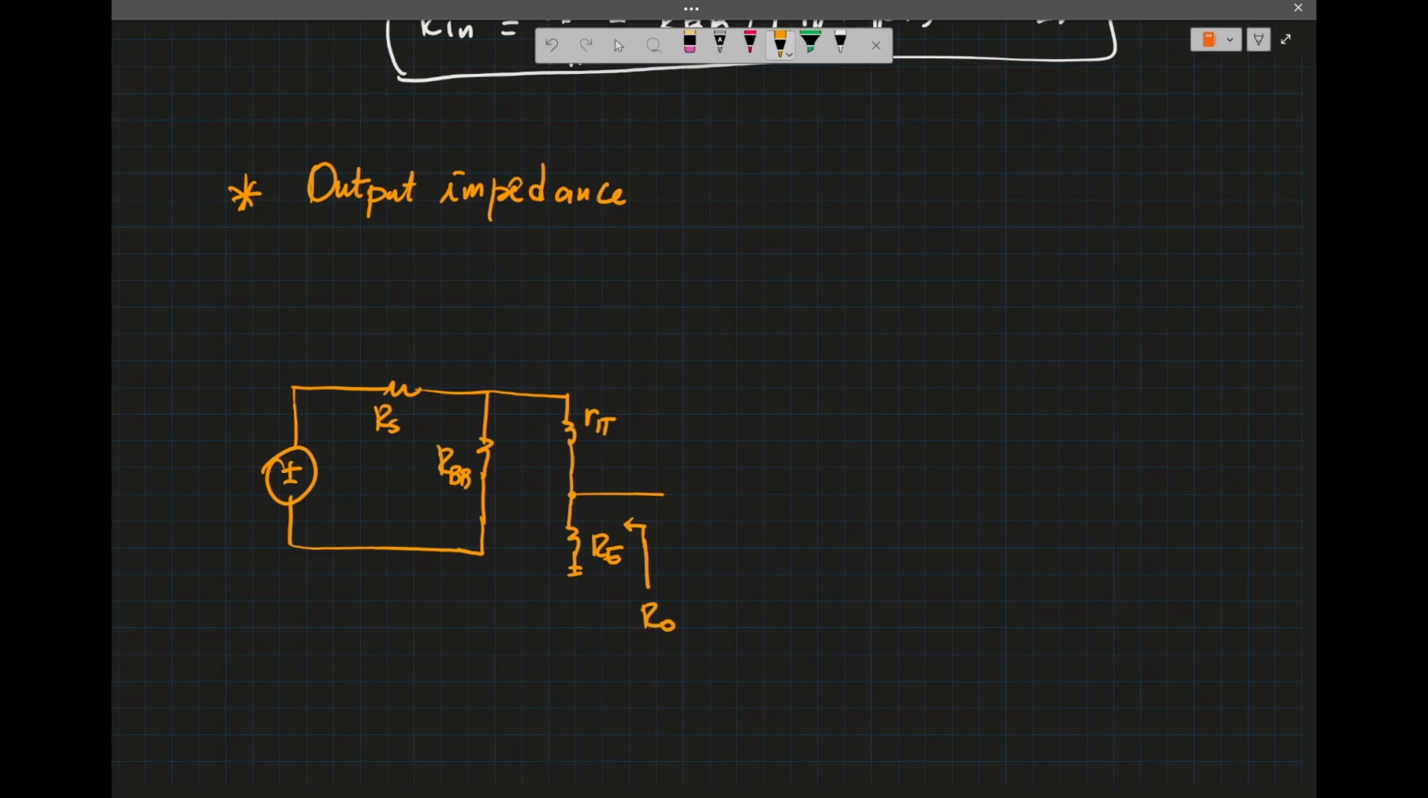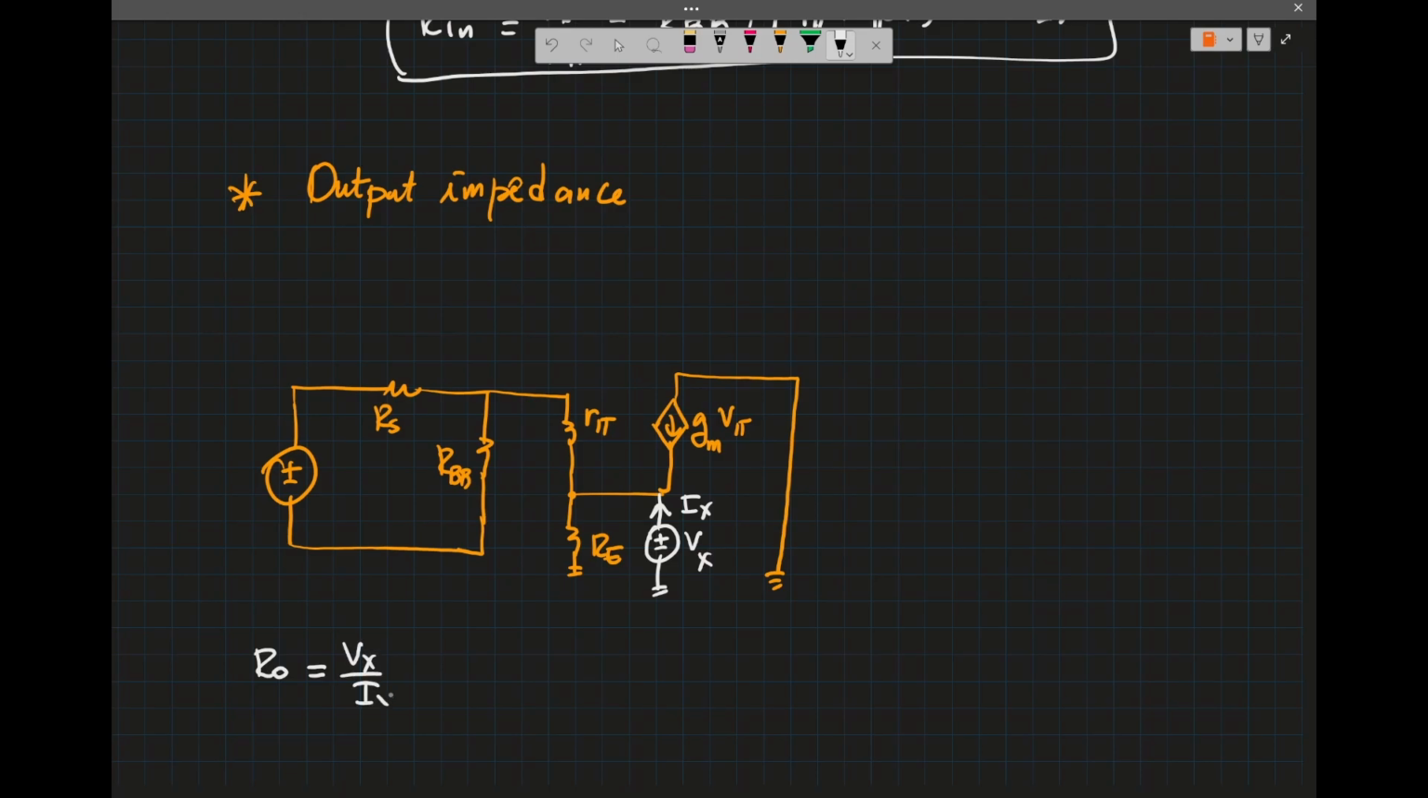So that's out. I have the network here still there without the load, so this is gm V pi. At the location where I'm trying to find the output impedance, I could place a test source there, Vx or Vt, and the current here is Ix. So Rout will be Vx over Ix.